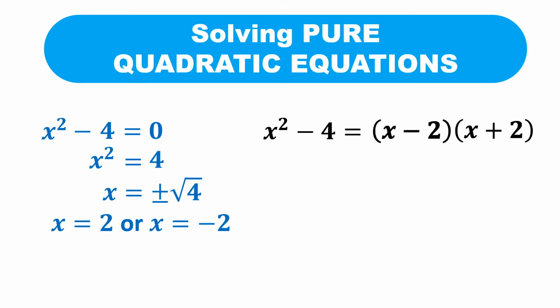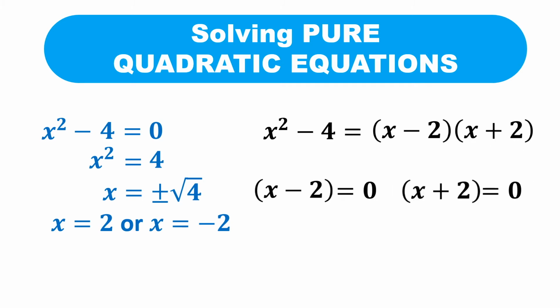If we equate each of these linear factors to 0 and solve for x, the values of x are 2 and negative 2. The same answers we obtained when we applied the square root property. What is the importance of this observation? If we were able to factor an expression, equate each linear factor to 0, and solve them, then we can also possibly do the same thing to other factorable quadratic equations.